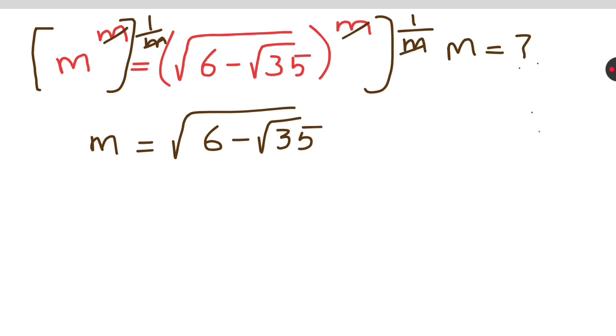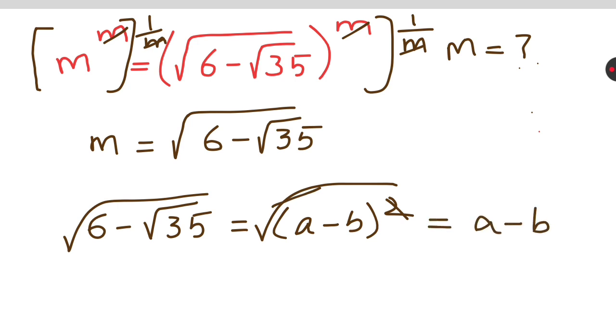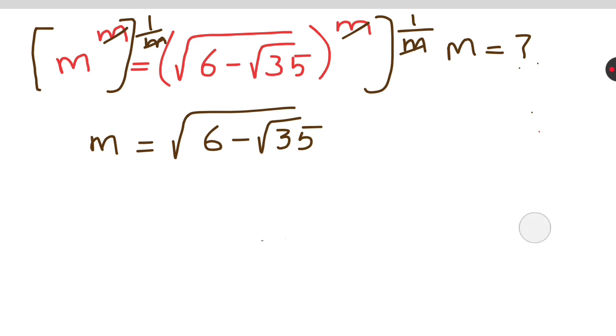Now observe here, if you write the inside expression, which is 6 minus square root of 35, in terms of a minus b whole square, then after applying the square root, the square and square root get cancelled, so we are left with only the a minus b form. Isn't that easy? So then the m value we can say is a minus b. So that's why, instead of taking the square root directly on both sides, I'm going to try to convert the inside expression into a minus b whole square form.